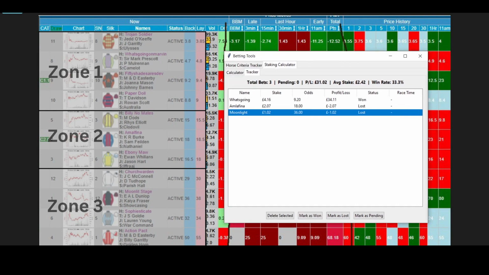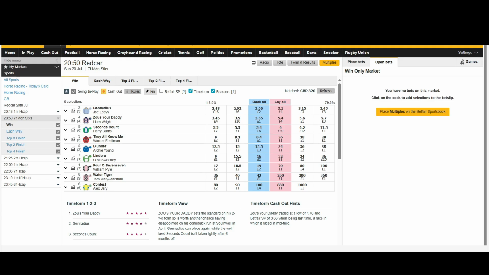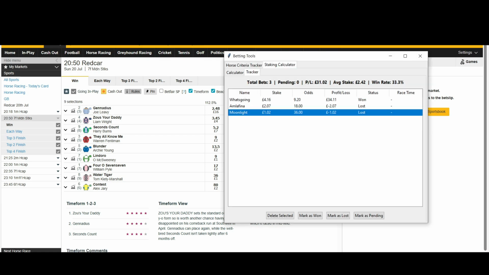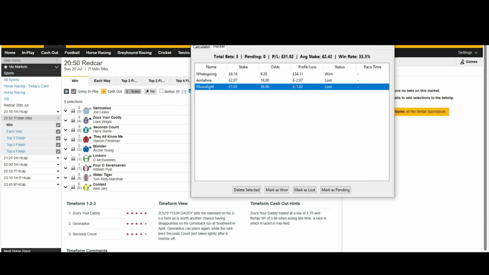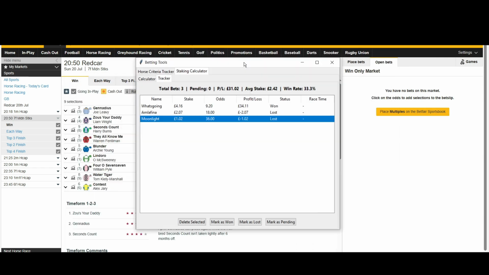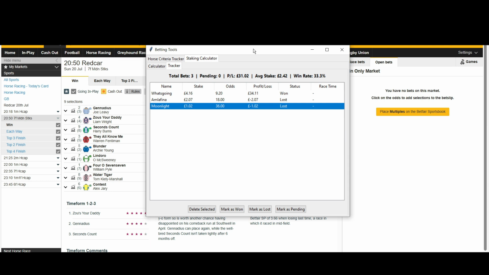So let's move on. If we call up Betfair, and I'm just going to use a race here just to give you an example, we'll call up the calculator because this is how you'd be putting your bets on if you didn't have any automation. You can use Betting Toolkit, BetAngel if you have that. I do recommend that you go over to Betting Toolkit.